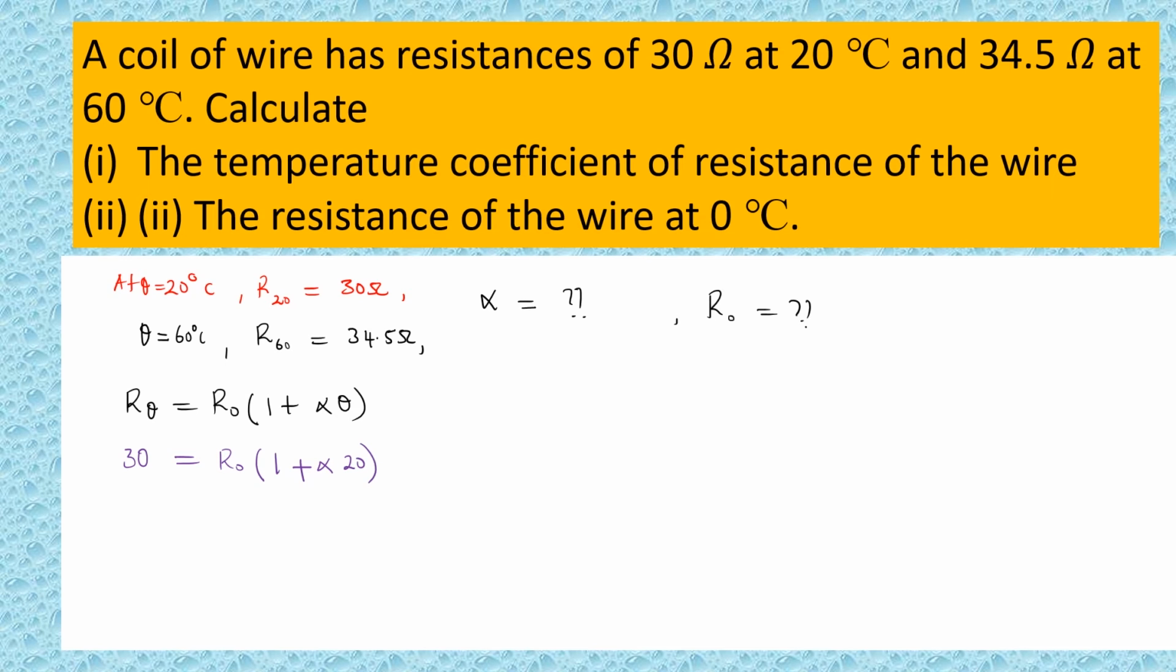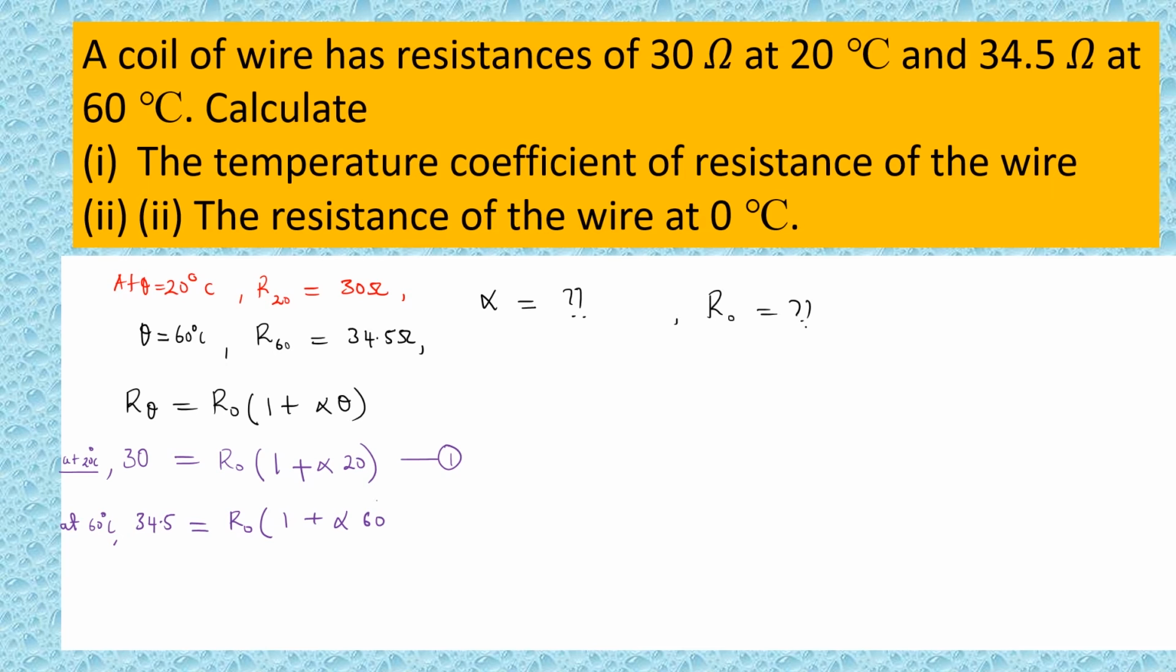And at 60 degrees Celsius, the resistance is 34.5 ohms. Resistance at 0 degrees Celsius we don't know, R0, into 1 plus alpha times 60 degrees. We call this equation 2.